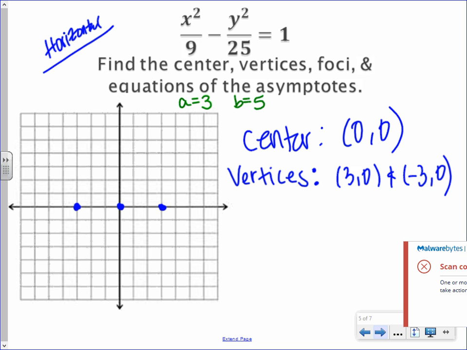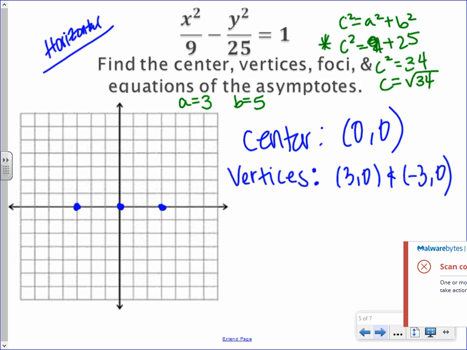Would you like to do asymptotes or foci first? I hear a vote for foci. Okay. So using A and B, we know C squared is A squared plus B squared. That is a difference from ellipses. We just have to remember which one's adding, which one's subtracting. So we have 9 plus 25, which is 36? No, 34. I got excited, I wanted a nice number. 34.